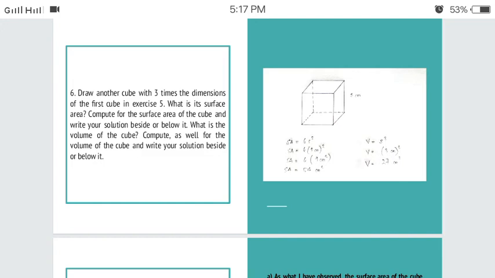Number 6, draw another cube with 3 times the dimensions of the first cube in exercise 5. What is its surface area? Compute for the surface area of the cube and write your solution beside or below it. What is the volume of the cube? Compute as well for the volume of the cube and write your solution beside or below it.